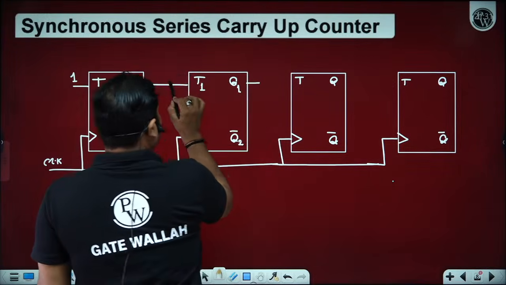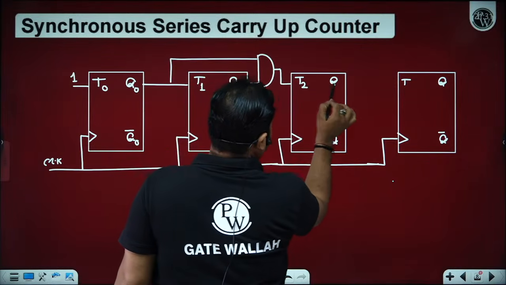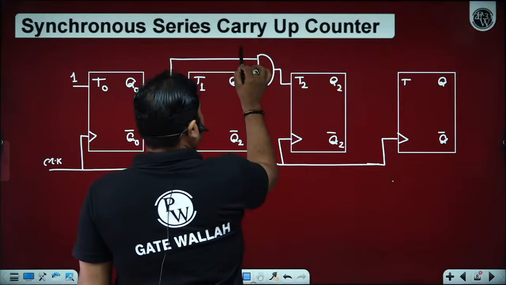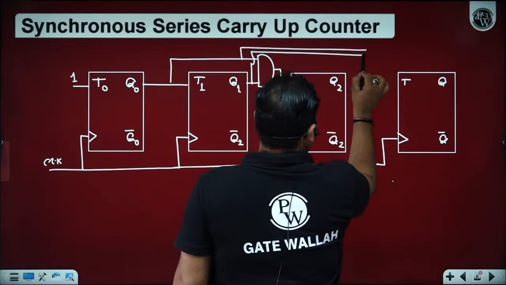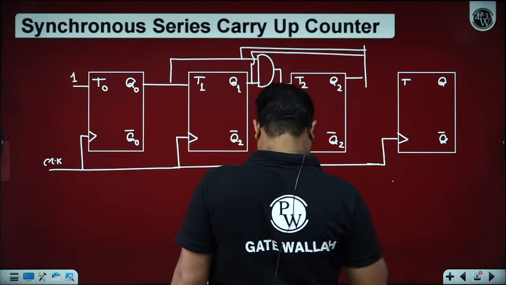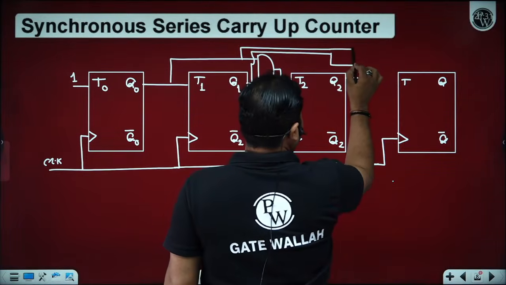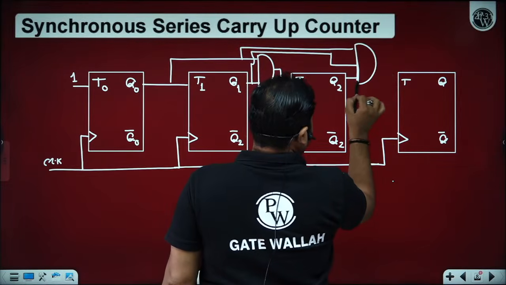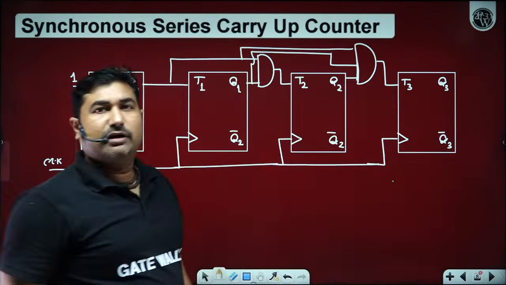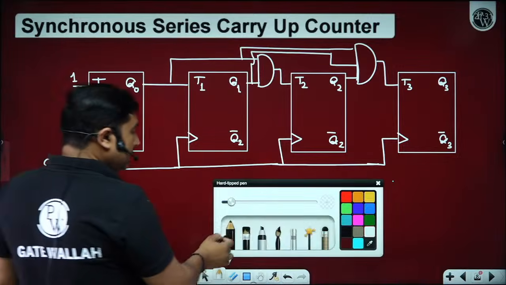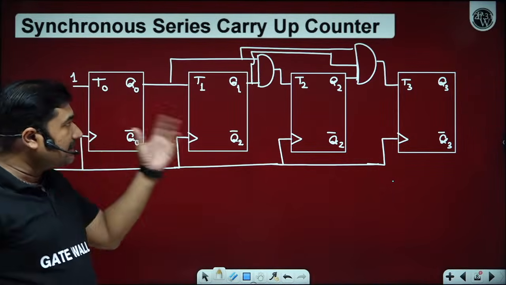Okay, next significant bit, and next significant bit. The same process goes on for n number of bits in a synchronous series carry up counter. Presently I am representing a 4-bit synchronous series carry up counter. Is it okay?